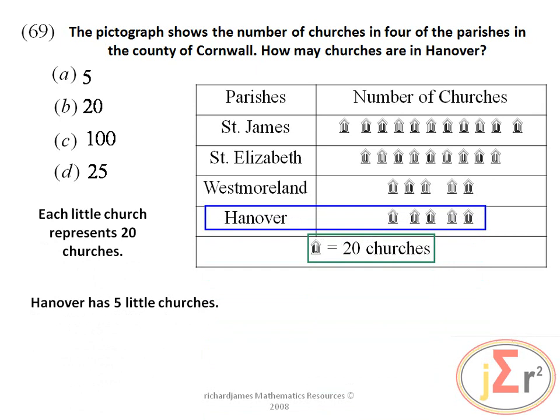There we have Hanover, and we have 1, 2, 3, 4, 5, right? 5 little churches. So 5 multiplied by 20. Why? Because each little church is representing 20 churches. So 5 times 20 is equal to 100. So the correct answer is therefore option C.